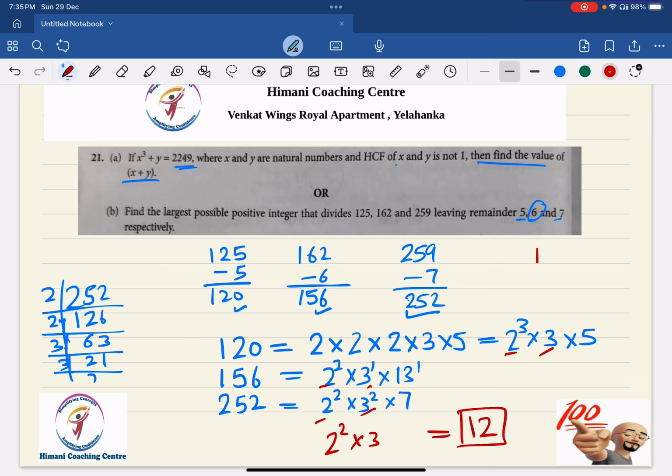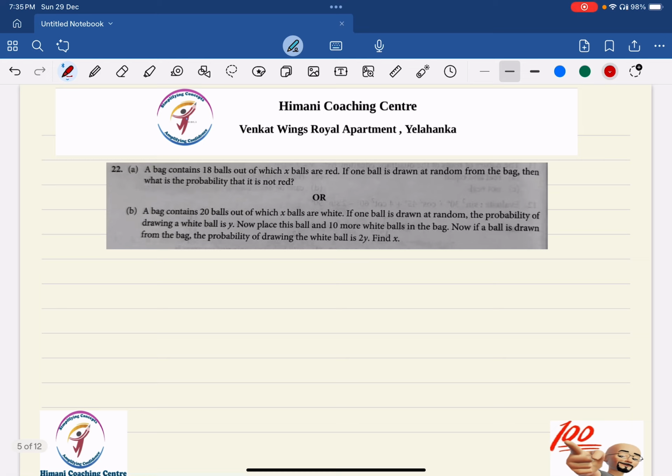If you want to quickly check, divide 125 by 12 and see whether you will get a remainder of 5. So you can do this. 12 ones are 12. 5 comes down, 0. So 5 is a remainder. Okay. So we have checked also. Now let us move to the next question.